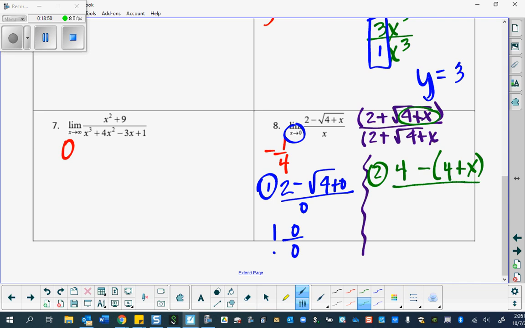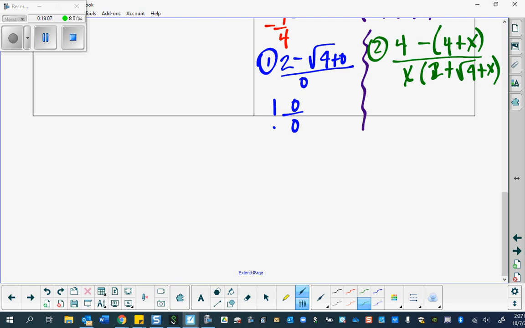So here's the secret to the conjugate ones. Don't multiply your denominator. Because what's going to happen here, are you ready? What's going to happen here is this is going to be, next step, 4 minus x over x times 2 plus the square root of 4 plus x. 4 minus 4 is 0.